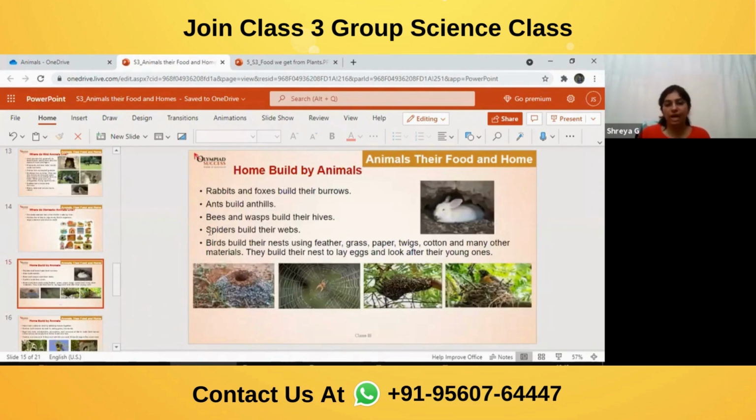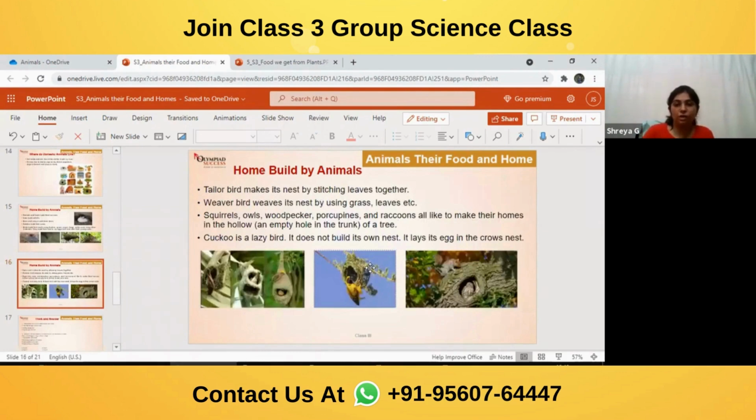Homes are built too. We know that rabbits and foxes make burrows, ants make ant hills, bees and wasps build hives. Spiders make their webs, and birds build their nests with the help of twigs, cotton, grass, paper. They lay eggs there and also take care of the young ones.